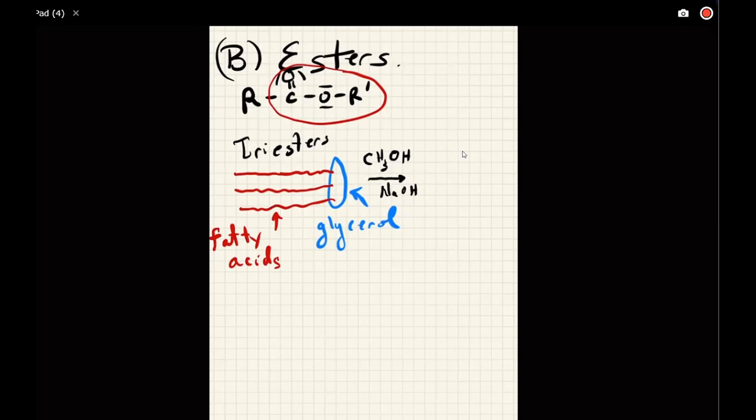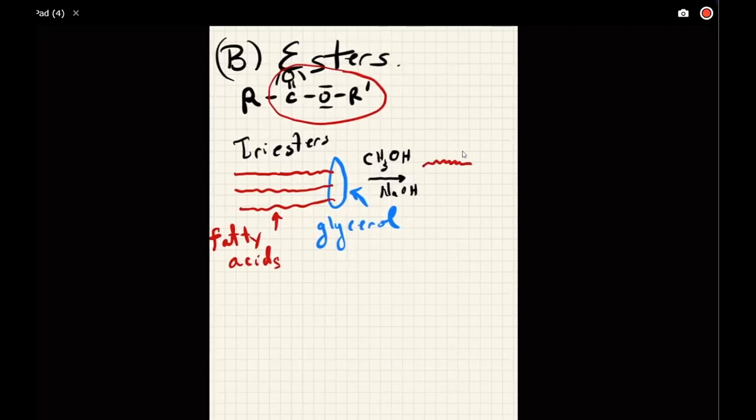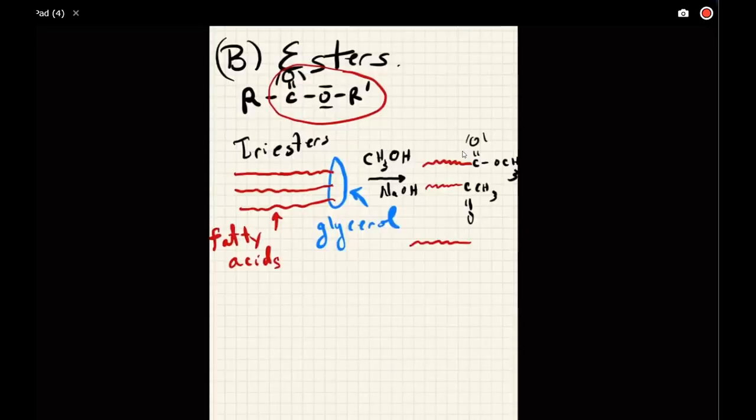And what this is going to do is break those three red long bonds. And it's going to make three new esters that are much smaller. One. Oh, sorry. Two. And three. By the way, those squiggly lines that you see there, that's a long aliphatic chain. CH3, CH2, CH2, CH2, CH2, CH3. Okay. 15 carbons long. 18 carbons long, 15, 18, all different long lengths.